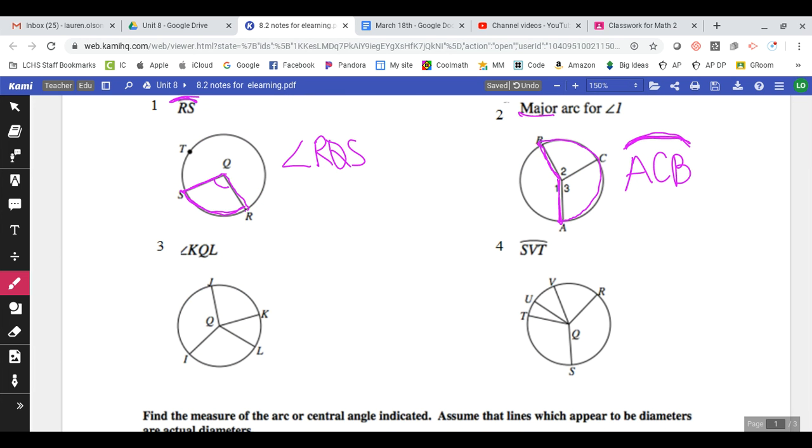Number 3, angle KQL, K to Q to L. So there's the angle. It creates this matching arc over here, which would be KL. My swooshes are not very good on here. KL with a little swoosh on top.